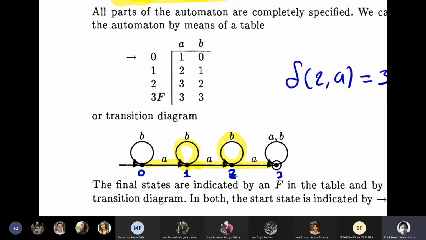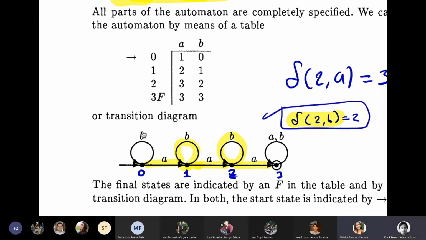So just to verify, what will be delta of 2, B? Let's say Natalia. Sí, profe. Can you answer this? What's delta of 2, B? 2, the same. Yes, very good.